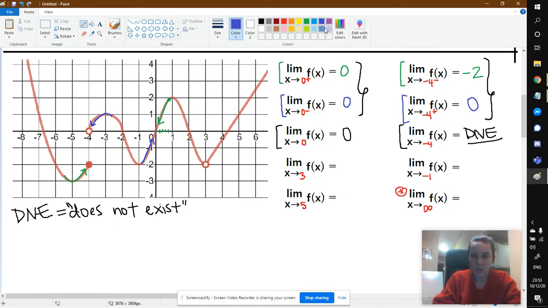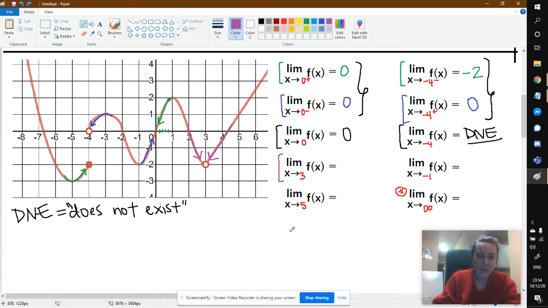Let's do another color, purple. What is the limit as x approaches 3 of f of x? Because there's no plus or minus up here, it means we have to do both sides. We have to come in from the left and come in from the right. Both of these sides are getting closer to the number -2.